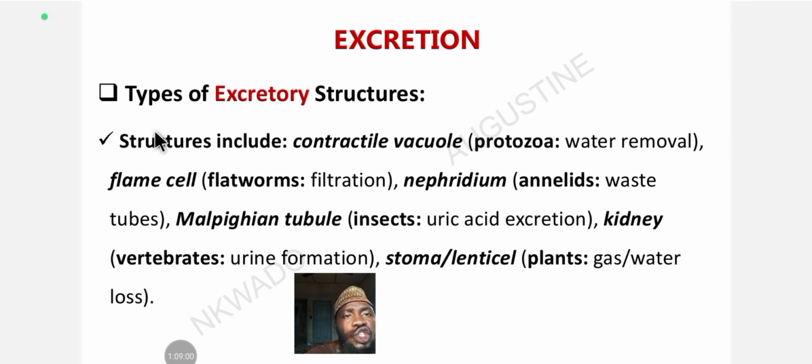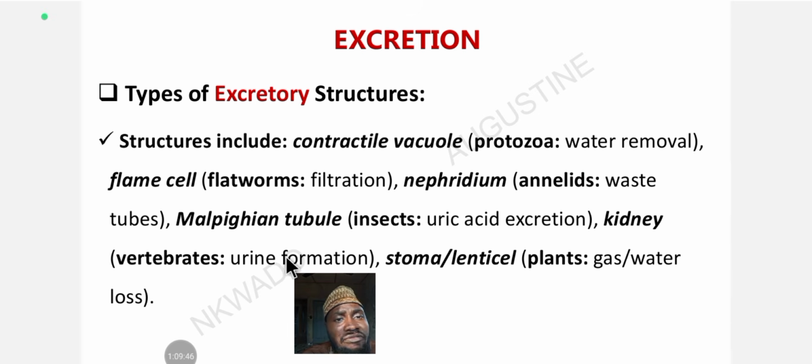So the structures of excretion include contractile vacuoles in protozoa, for example, which remove water. It contracts and pushes all the water it has collected out of the cell. You have flame cells in flatworms such as planaria, which enable filtration and excretion of fluid. You have nephridia in annelids, such as earthworm, which are waste tubes that help secrete waste from the system. You have Malpighian tubes in insects too, which help excrete uric acid.